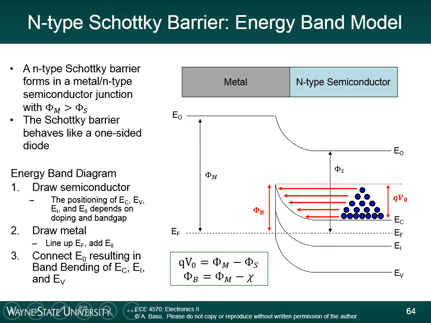So this QV0 is simply equal to the metal work function minus the semiconductor work function. And this barrier height is equal to the metal work function minus the electron affinity. The electron affinity, remember, is the spacing between E0 and EC on the semiconductor side.